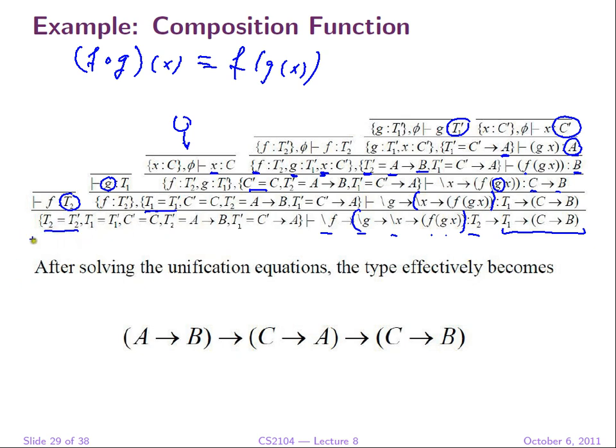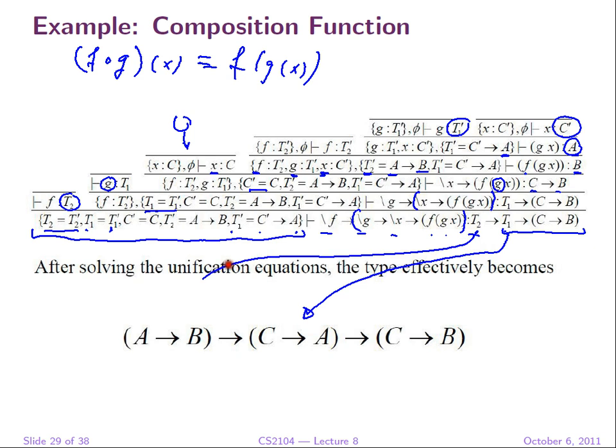And now look at these constraints, and imagine them executed by a Prolog interpreter. So we're going to see what? That T1 is the same as T1 prime. T1 prime is C prime goes to A, but C prime is C. So this one is, in fact, C goes to A. T2 is the same as T2 prime. T2 prime is A goes to B, right? So T2 is the same as T2 prime, and T2 prime is A goes to B. So this T2 is this one. So we finally inferred the type for this composition.